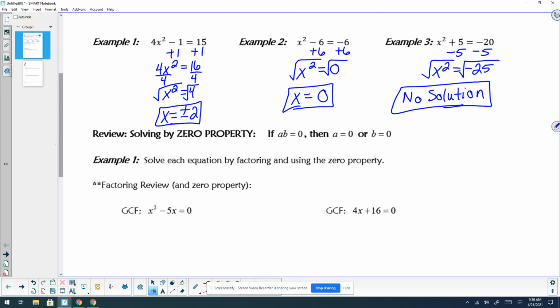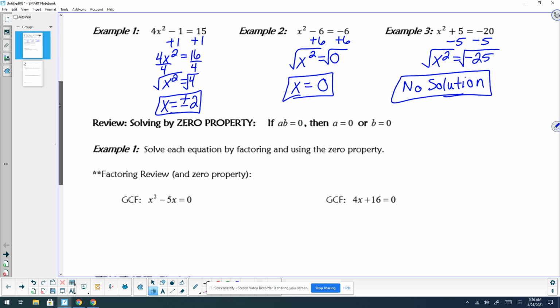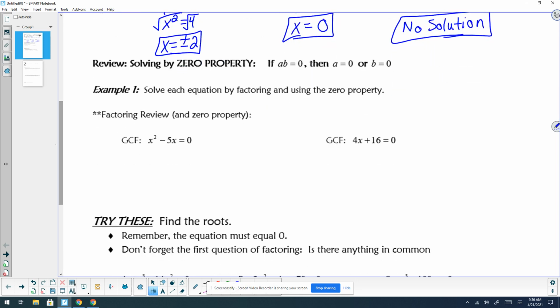On to the zero property. Now, this was from your last video. Reminder what the zero property says. It says if a times b equals 0, then a or b has to equal 0, meaning I can just make one of them equal to 0, or I could set both of them equal to 0. So solve each equation by factoring using the zero property. We're going to do a factoring review and zero property.